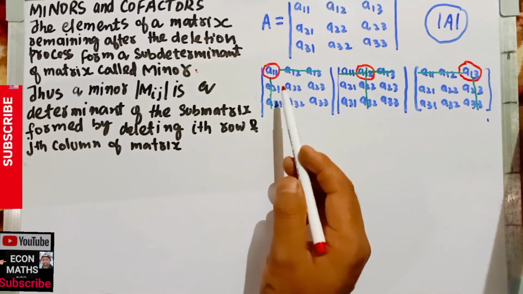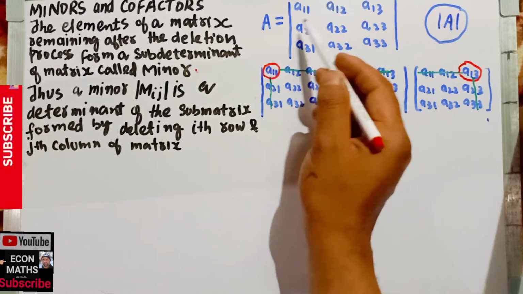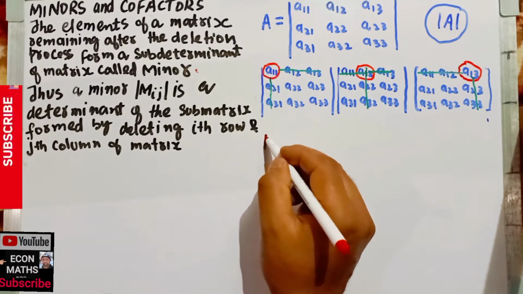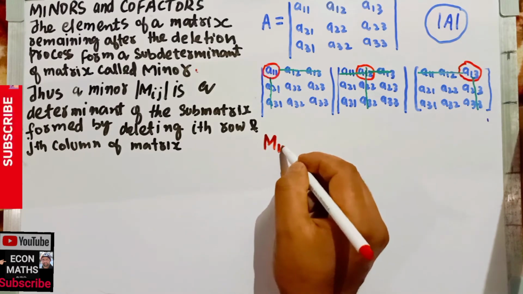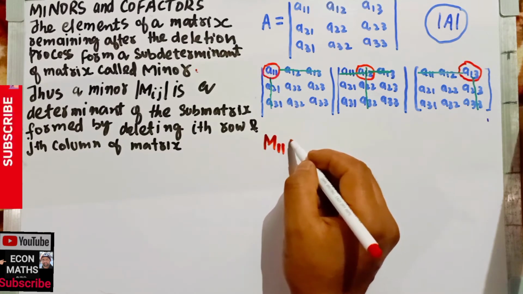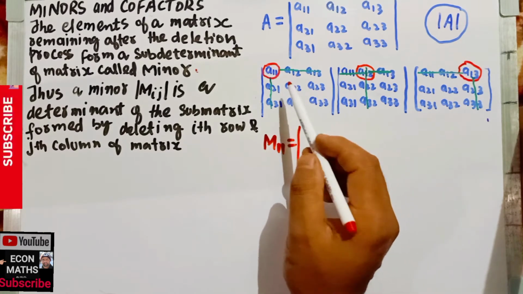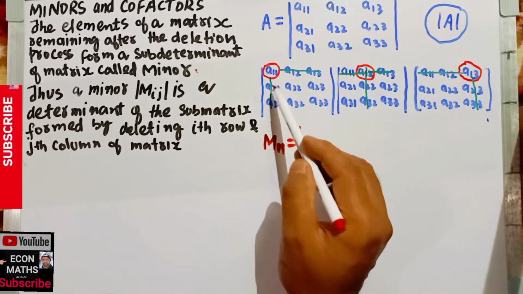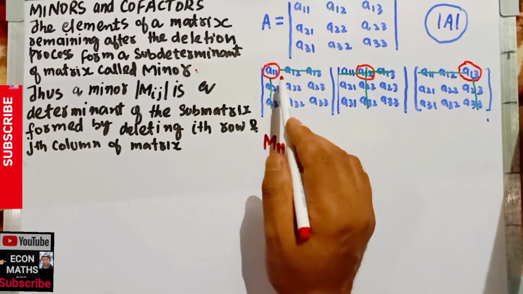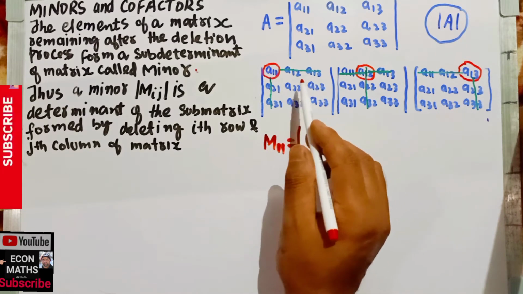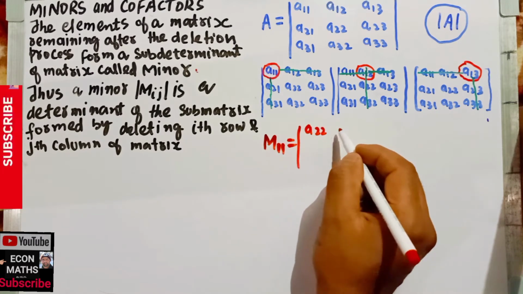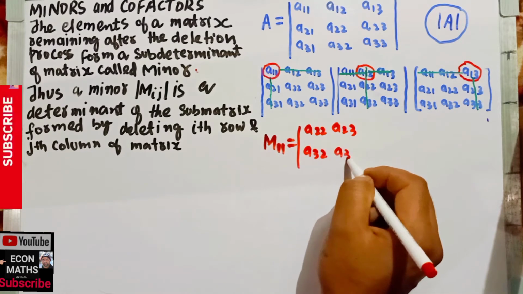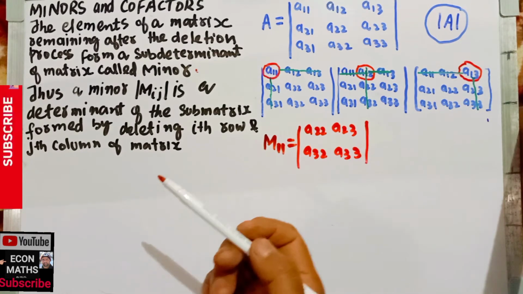If this is the given matrix, then the first minor will be M11. That is, the first minor is obtained by deleting the first row and the first column, the ith row and jth column. So the remaining submatrix is A22, A23, A32, and A33. So this is a minor.